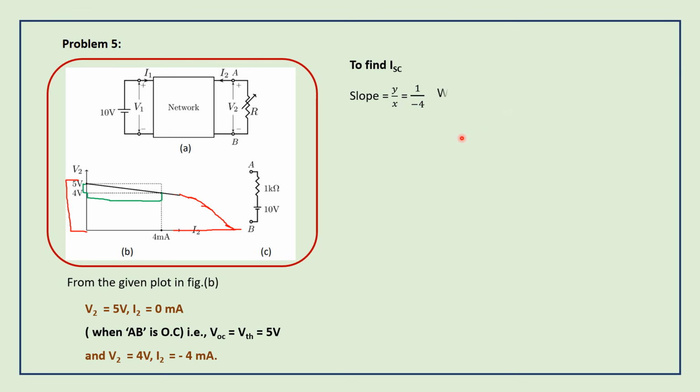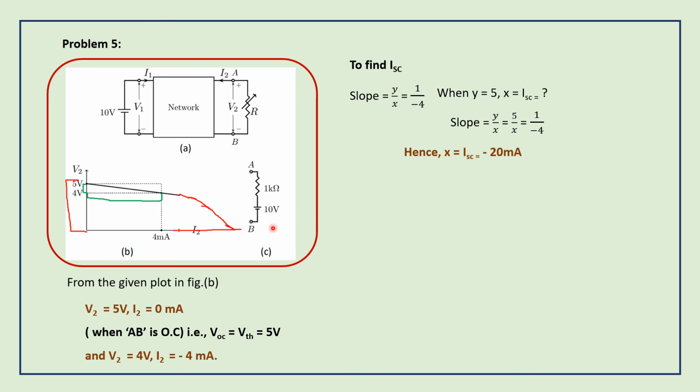So with the slope, where y equal to 5, x, the short circuit current, equal to dash. That we can find out for y equal to 5 with the slope condition. Slope is nothing but y by x, which we have already found out from the given plot, 1 by minus 4. So 5 by x equal to 1 by minus 4. We need to find out the x-axis value. Hence x equal to 5 into minus 4, which is minus 20 milliamps.